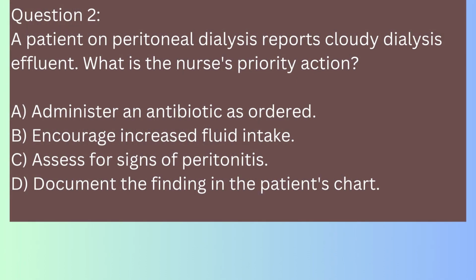Question 2. A patient on peritoneal dialysis reports cloudy dialysis effluent. What is the nurse's priority action? A. Administer an antibiotic as ordered. B. Encourage increased fluid intake. C. Assess for signs of peritonitis. D. Document the finding in the patient's chart.